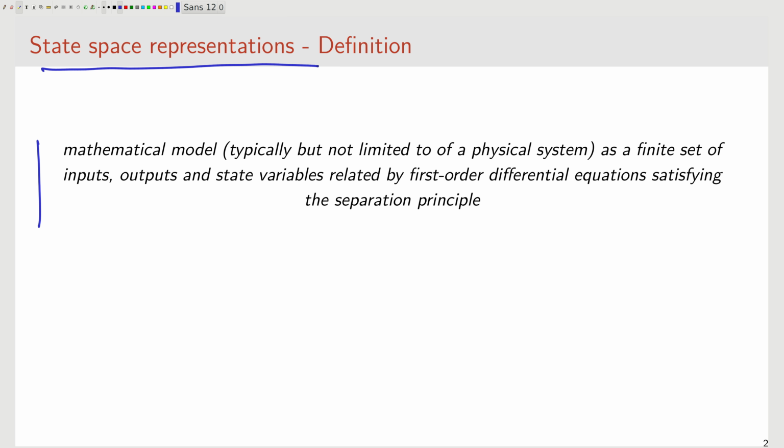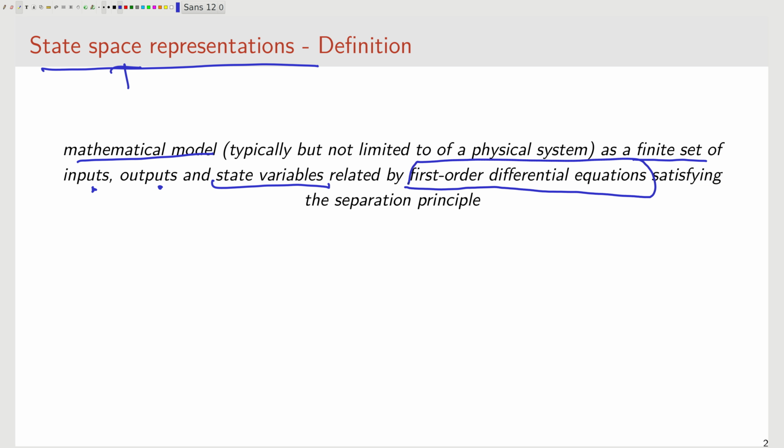A state space representation is, first of all, a mathematical model. Typically, but not always, it's a mathematical model of a physical system, but it might be something more esoteric. It might be a model of the psychology of a person. Anyway, this representation is a mathematical model composed of a finite set of inputs, outputs, and state variables, that are related by first-order differential equations, and they satisfy the separation principle.